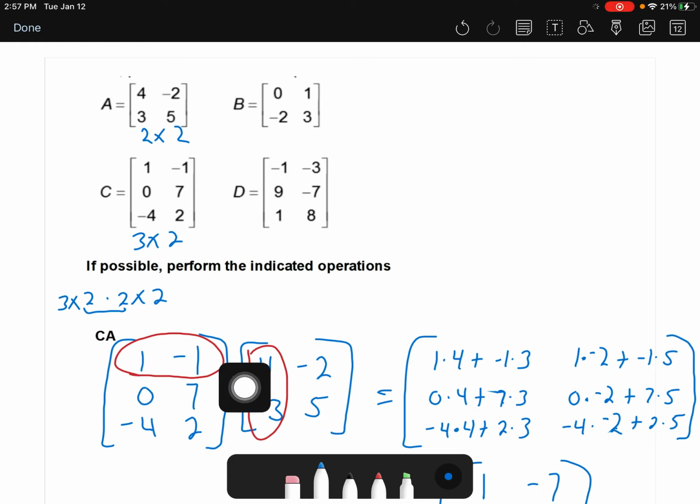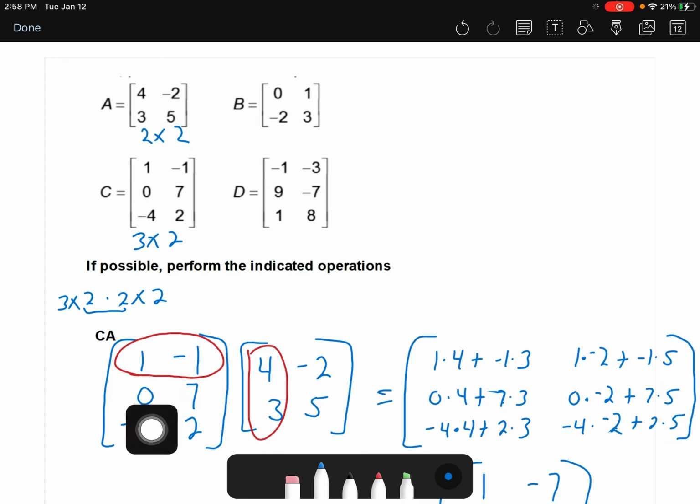So I'm going to take this row multiplied by this column, so that's 1 times 4 plus negative 1 times 3, and I've got that written out here. And then I'm going to take this row times the second column to get this next element, so that's 1 times negative 2 plus negative 1 times 5, right there.